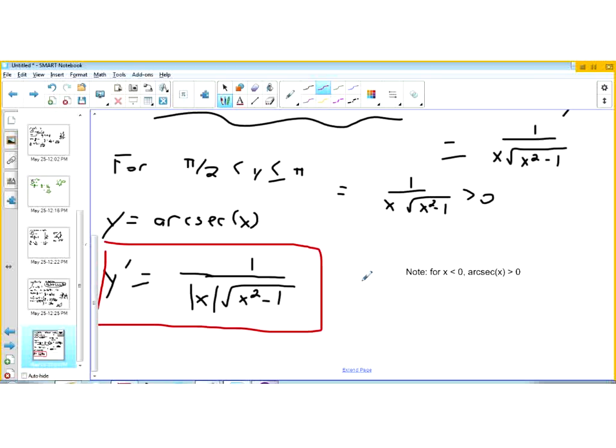So I'm going to stop right here for this lecture on section 3.5. I'm not done with it yet, so in the next video lecture we'll work some more problems, some word problems, and talk more about implicit differentiation. Okay.